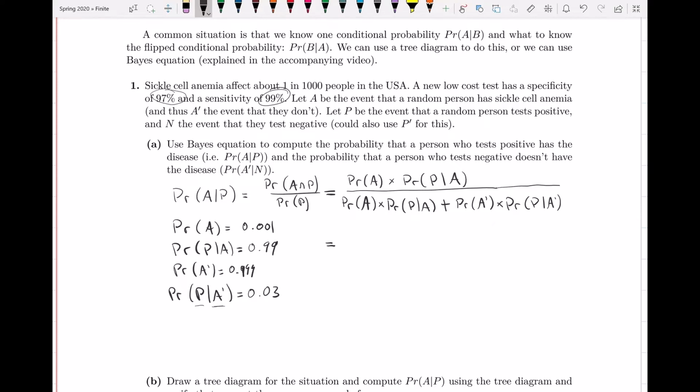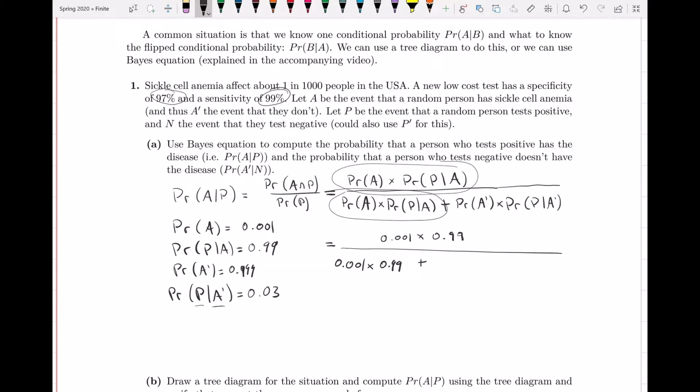So this equals 0.001 times 0.99 divided by, again, 0.001 times 0.99. One thing that should always show up if you're doing things correctly is that the expression you have in the numerator should show up somewhere in the denominator. It shouldn't be the only term, but it'll show up somewhere, the exact same thing. So we have that in the numerator and the denominator.